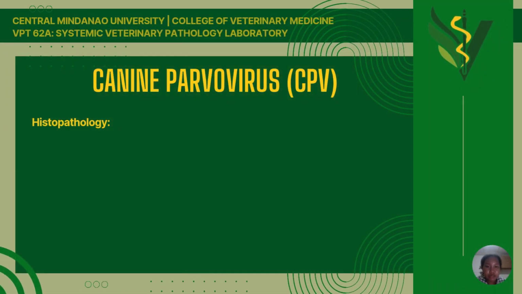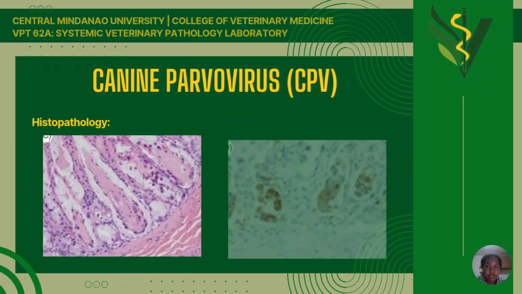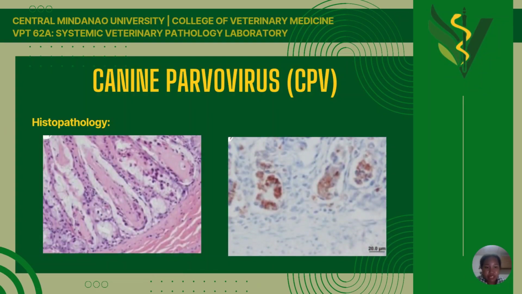Here I will show you pictures of what you can see histopathologically if your patient has canine parvovirus. In the first picture, we see crypt necrosis. As mentioned earlier, CPV replicates in your intestinal crypt cells, thus leading to necrosis in your crypts. In the second picture, we see immunohistochemical staining of parvovirus antigens in your crypt epithelium.